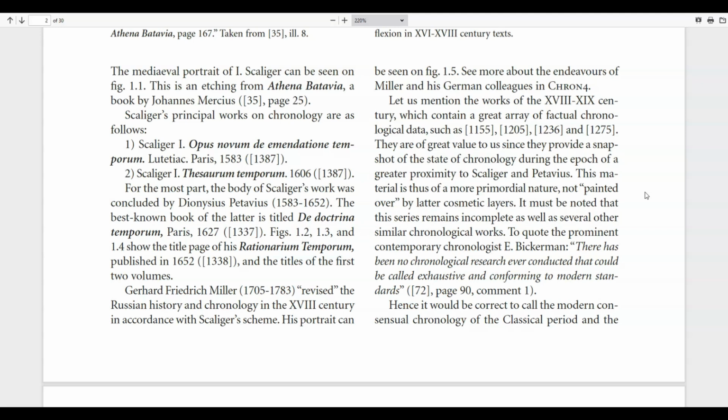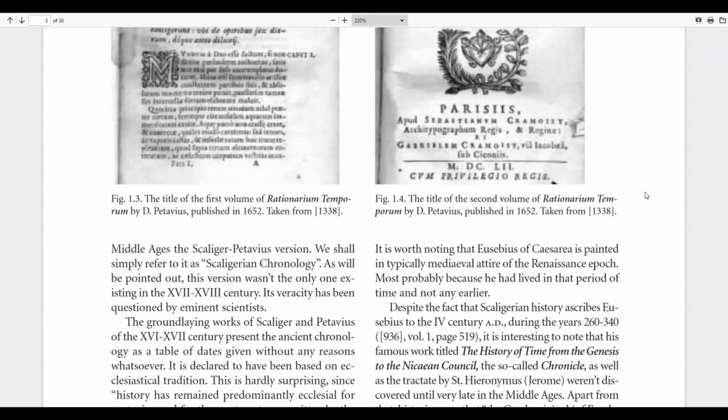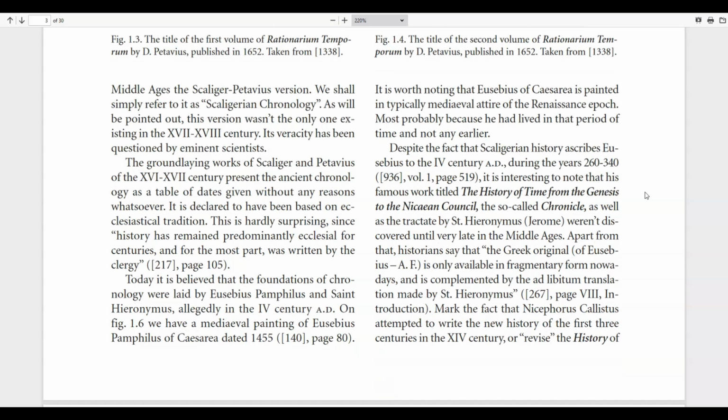Hence, it would be correct to call the modern consensual chronology of the classical period and the Middle Ages the Scaliger-Petavius version. We shall simply refer to it as the Scaligerian chronology. As will be pointed out, this version wasn't the only one existing in the 17th and 18th century. Its veracity has been questioned by eminent scientists.